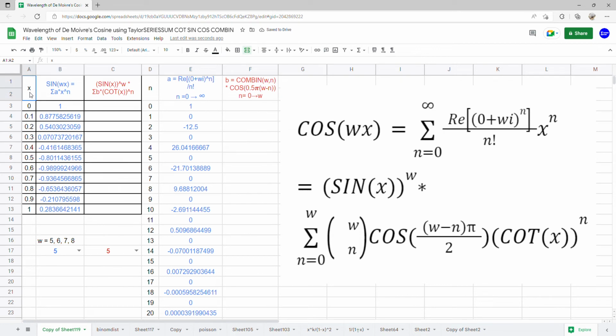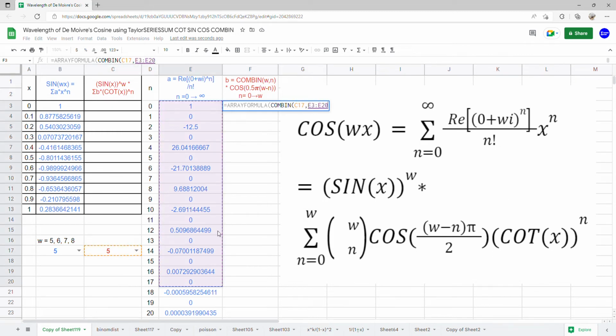So we have the sine of x raised to the power w times the summation of b, which is this, cotangent of x raised to the power n, where b is combination, array formula, combination, w comma n. That's the first part, combine.